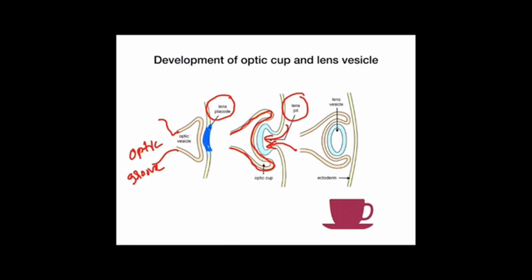Then this optic cup induces change in the structure of lens pit and forms lens vesicle, which dissociates from ectoderm. After formation of optic cup, the lens pit becomes lens vesicle and dissociates from outer ectoderm. Finally, the structures which are required for development of eye, such as optic cup and lens vesicle, they develop from nerve cord and outer ectoderm.